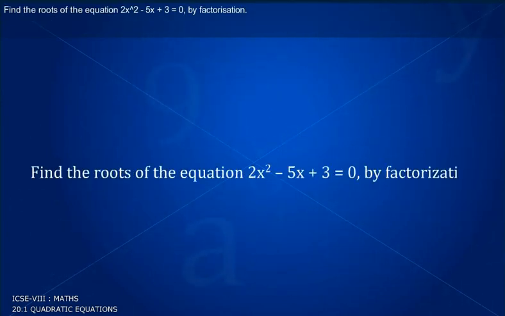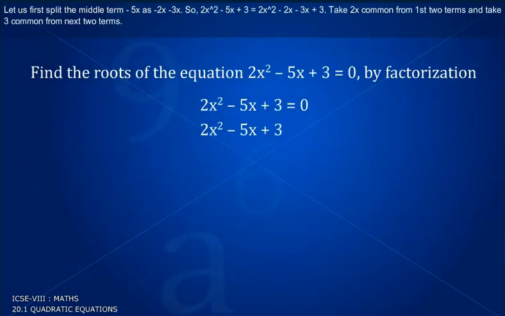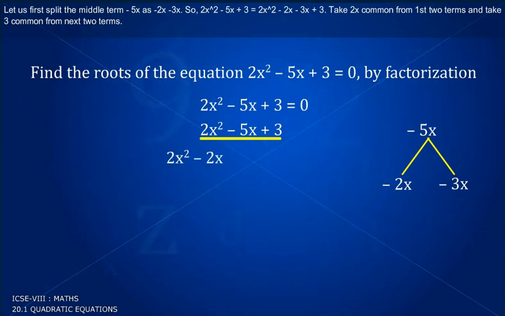Find the roots of the equation 2x square minus 5x plus 3 is equal to 0 by factorization. Let us first split the middle term, that is minus 5x, into minus 2x minus 3x. So, 2x square minus 5x plus 3 is equal to 2x square minus 2x minus 3x plus 3.